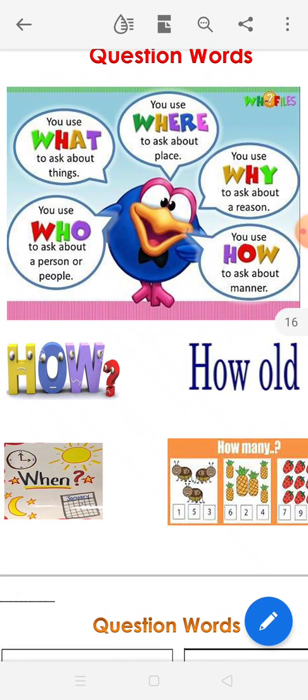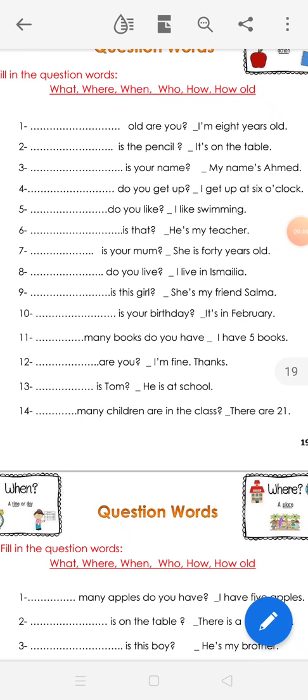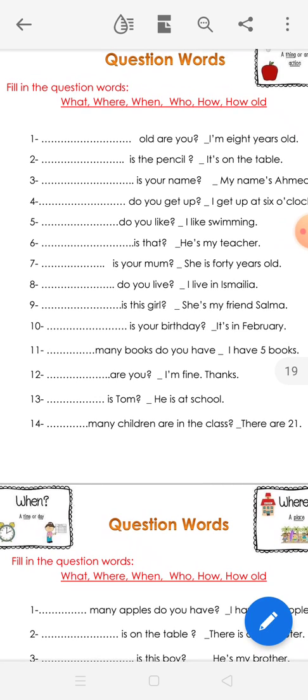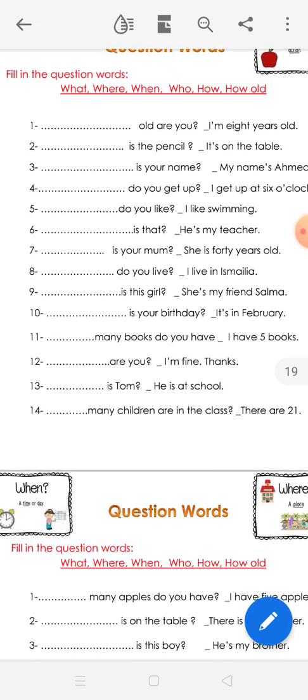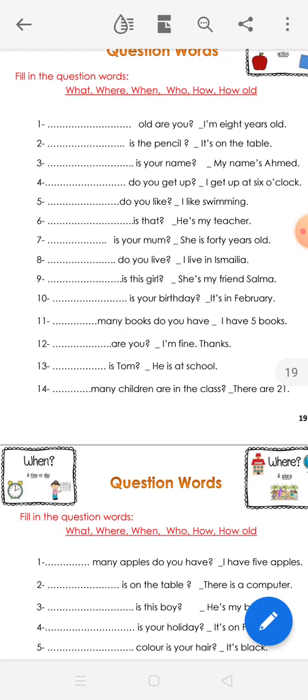Now, open your booklet, page 19, get your pencil, and be ready to answer with me, my friends. Are you ready? Let's get started. Fill in the question words: what, where, when, who, how, and how old.